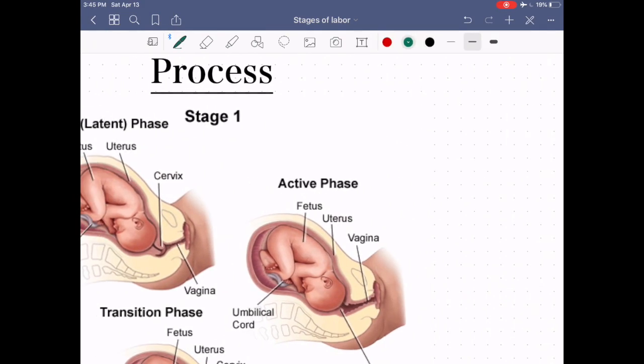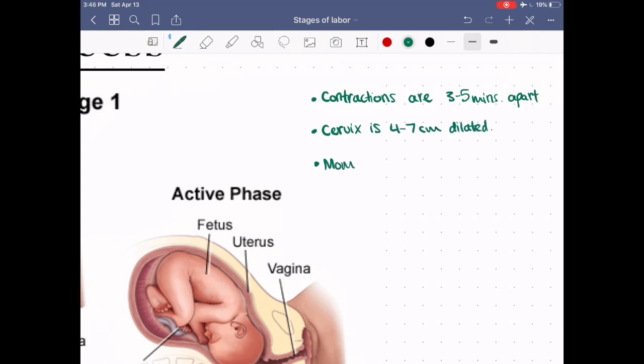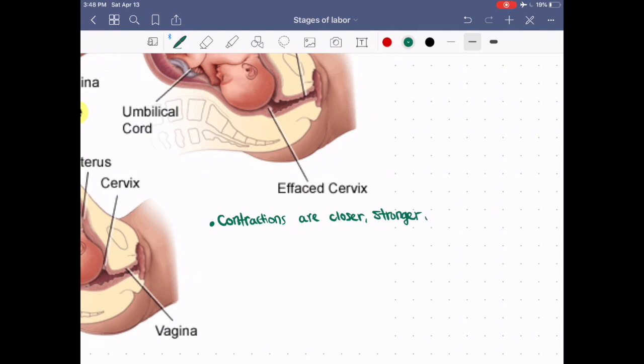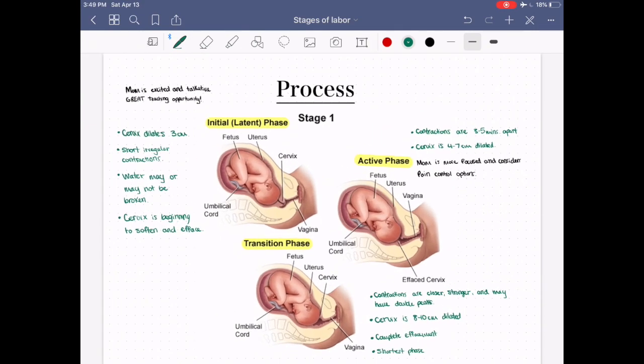The active phase, which is also falling under the first stage of labor, is going to have contractions that are 3 to 5 minutes apart. The cervix is 4 to 7 centimeters dilated. The mom is more focused and she considers more pain control options at this point. The transition phase is when the contractions are getting closer and stronger and may have double peaks. The cervix is 8 to 10 centimeters, complete effacement, and this is the shortest phase of labor.